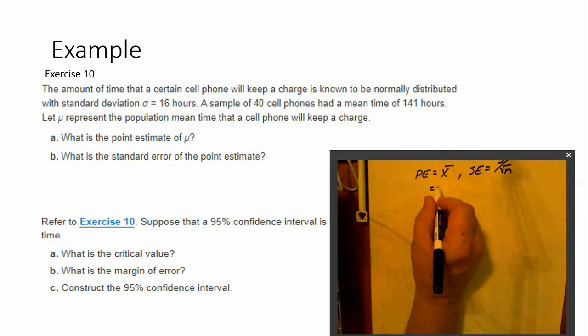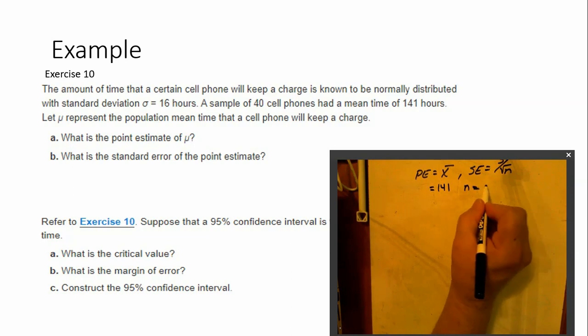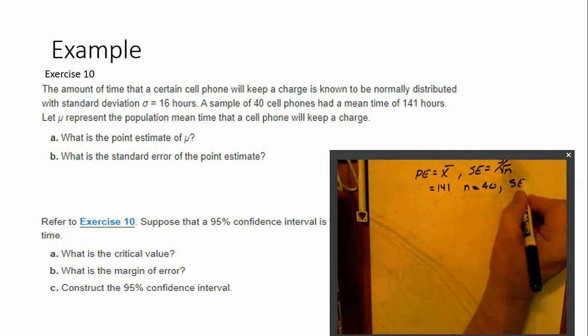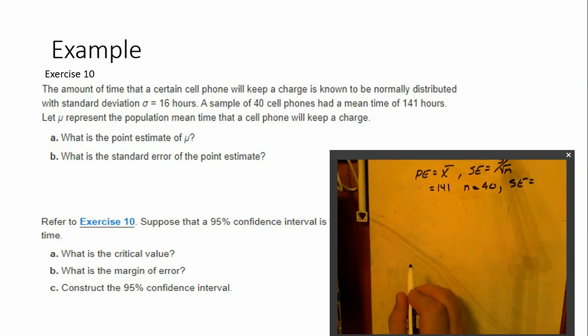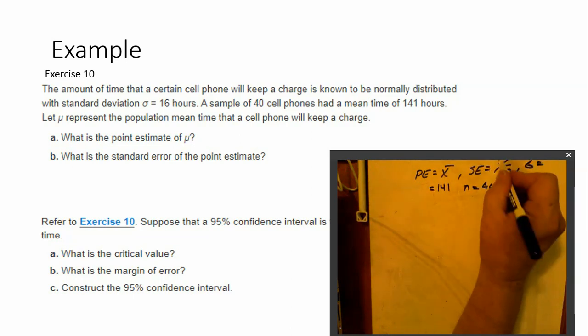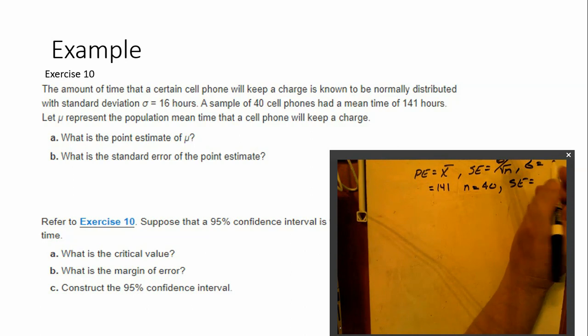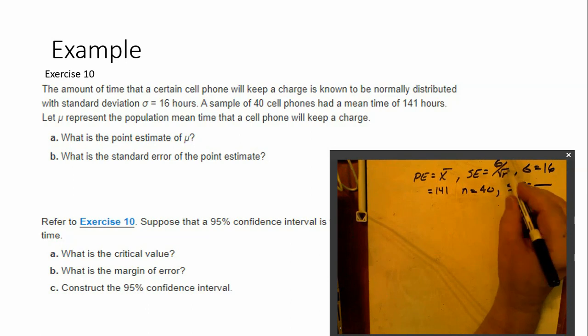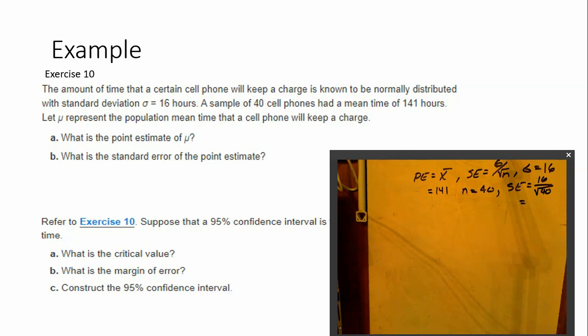So our X bar, what is our X bar? A sample of 40 cell phones had a mean time of 141. That's from the sample. The N was 40. The standard error, let's see, hold on, sigma. So here we're given sigma. I need to change this because we're given sigma in this case, and that had a sigma of 16 hours. So the standard error, which is sigma over the square root of n, is 16 divided by the square root of 40. And I'm going to go ahead and write that out.